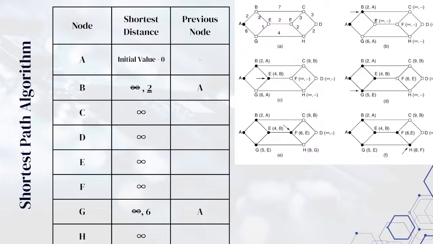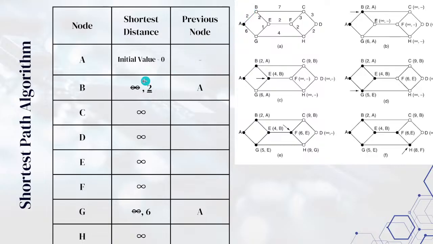Now when it comes to the second step, we have started with A, right? So from A, we should check which are the nearest nodes. Here A to B, then A to G, two nodes are connected to A. So we are going with A to B. You can see that the distance from A to B is 2.